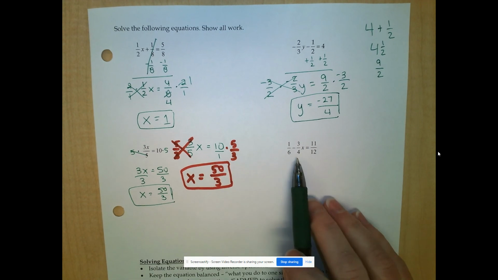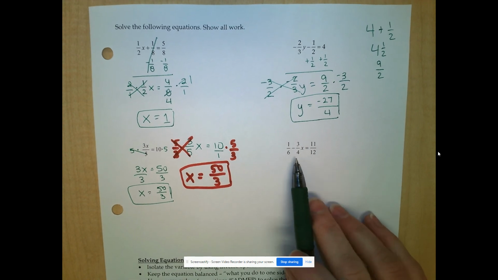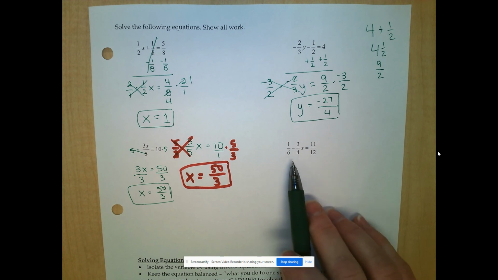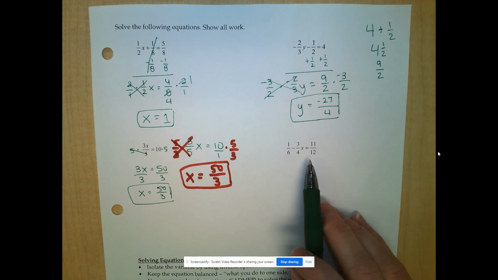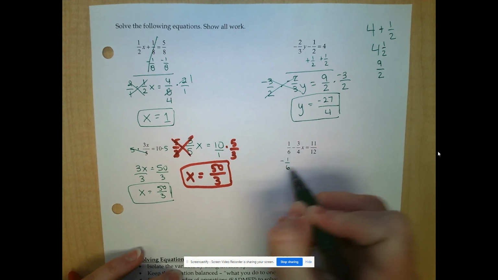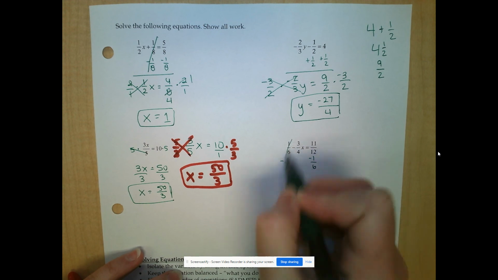Last but not least, you'll notice that this one has uncommon denominators. So you don't actually have to have all of them with the same denominator. You can, if that makes you happy. You can turn them all into 12ths. But the first step is to get rid of this 1/6. So I would subtract 1/6 on the left, subtract 1/6 on the right.